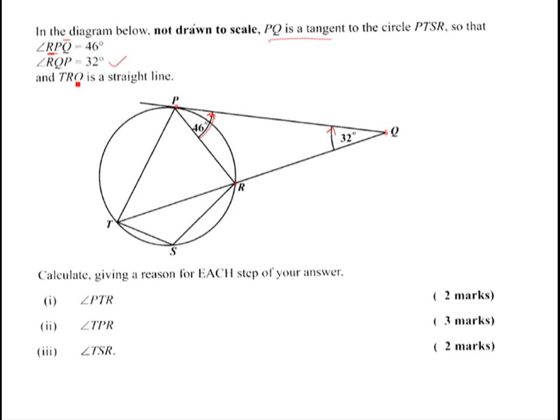This also told us that TRQ is a straight line. So it's not an angle. If you move from T to R, then R to Q, you're not going to have any turn moving from R to Q. It's a straight line right from T to Q. There's no angle symbol like in this case right here.